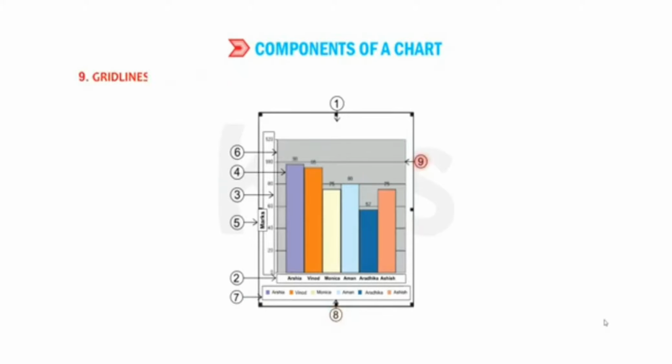Number 9. Grid lines. These can be the horizontal or vertical lines depending on the selected chart type. They extend across the plot area of the chart. Grid lines make it easier to read and understand the values.